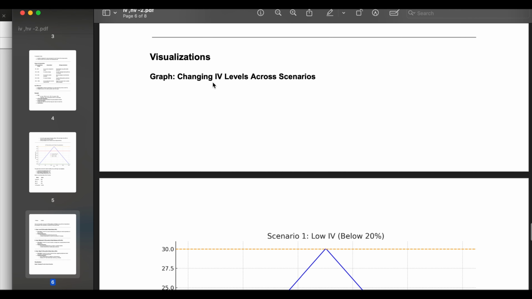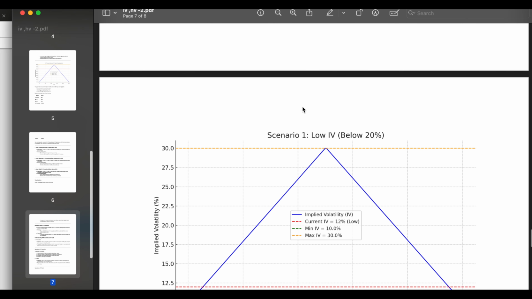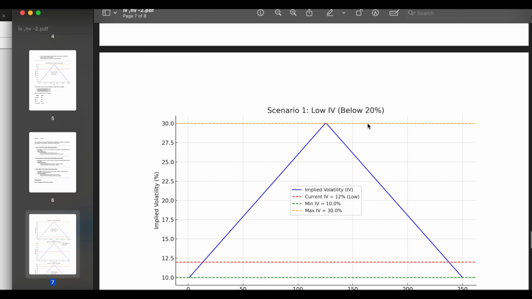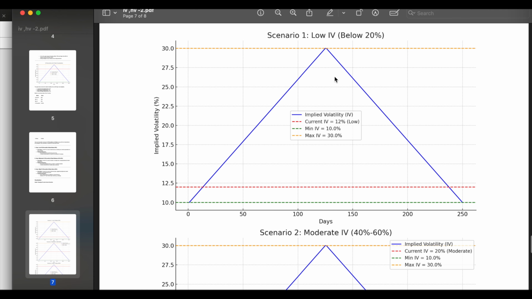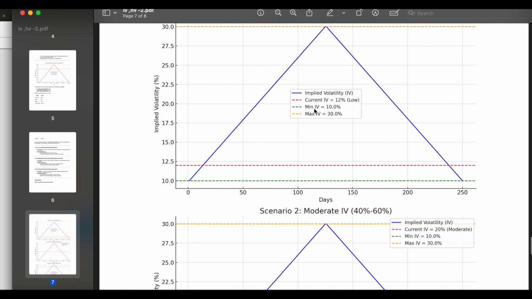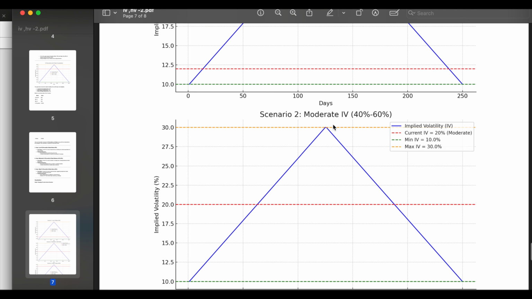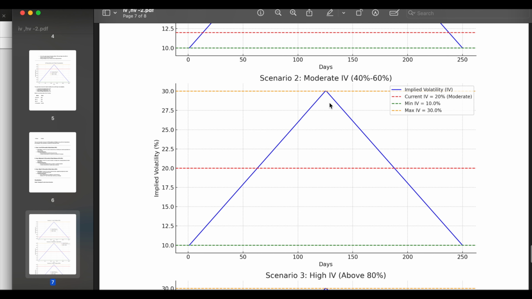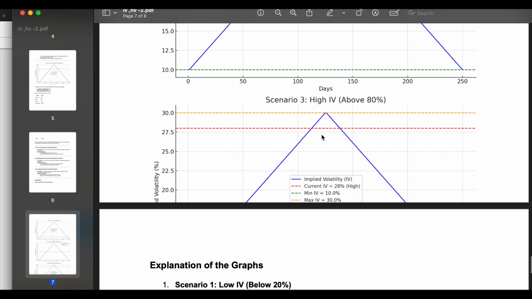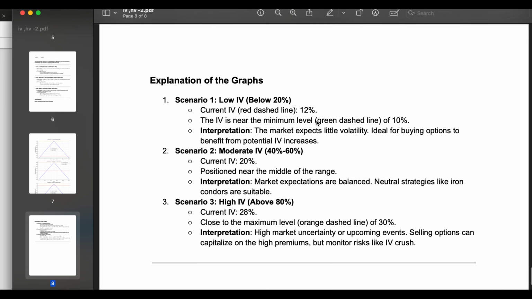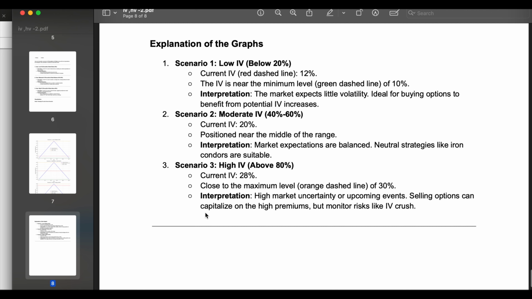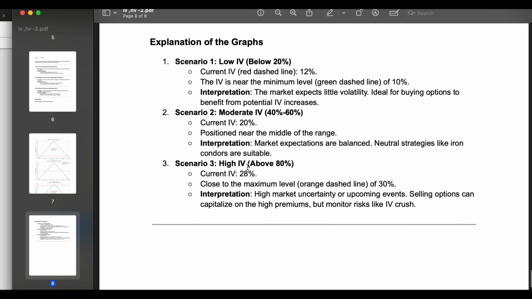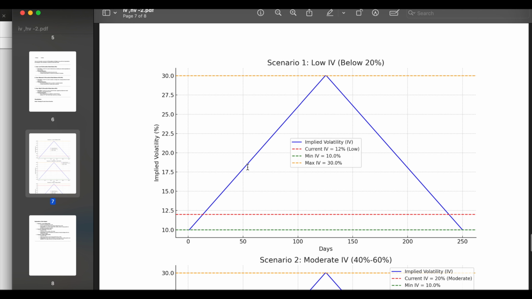Okay, so this is the visualization of changing IV level across scenarios. See, this is the low IV scenario, the minimum IV, this green dot, and the maximum IV, this one. Here is moderate IV, 40 to 60%, correct? And here is high IV. I will explain how I drew the graph: scene 1, scene 2, scene 3. Okay, so these are the applications of IV in trading.